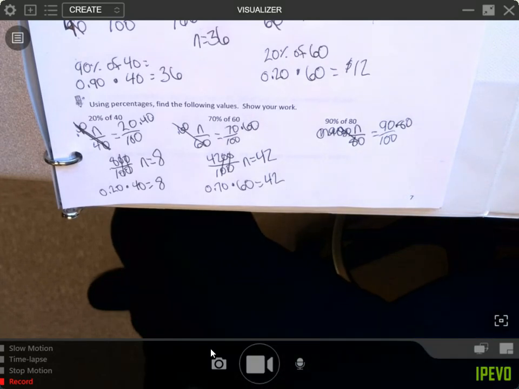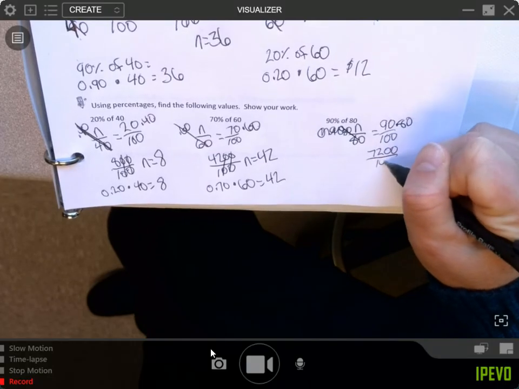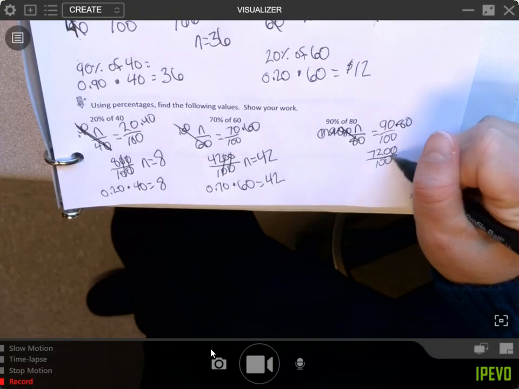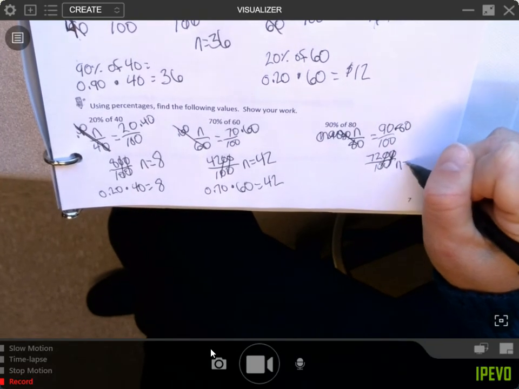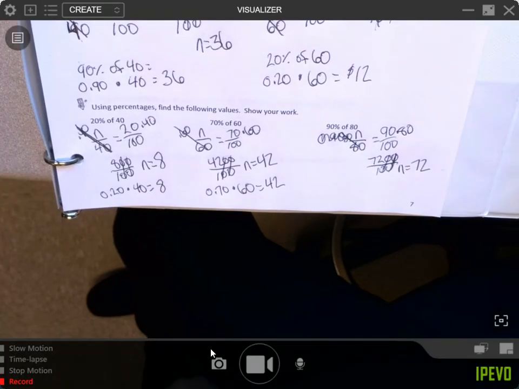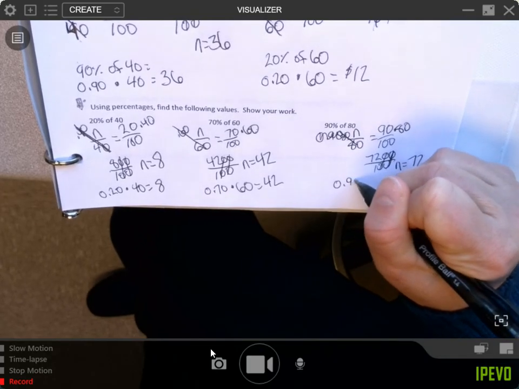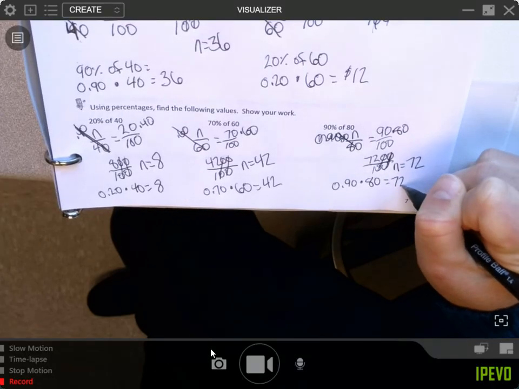What did you get for 90 times 80? 7,200. And then what did you do? Yeah, you divided out 100. So what were you left with, Aaron? 72. Perfect. So if we did it with the calculator, we would do 0.90 times 80, and we would get that same 72.